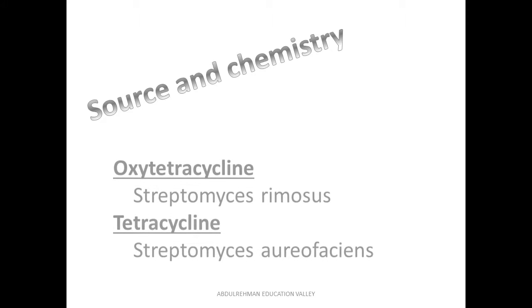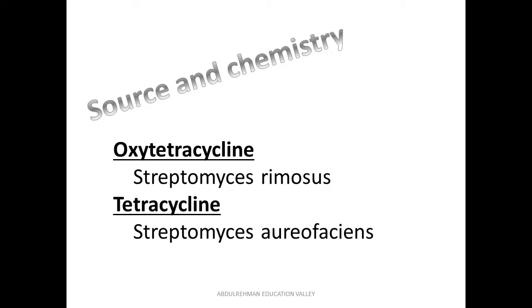We will see what is the source and the chemistry of the major tetracyclines. Oxytetracycline is a natural product isolated from Streptomyces rimosus. Tetracycline is a semi-synthetic derivative of chlortetracycline, which is isolated from Streptomyces aureofaciens. Others, doxycycline and minocycline, are derivatives of the tetracyclines.